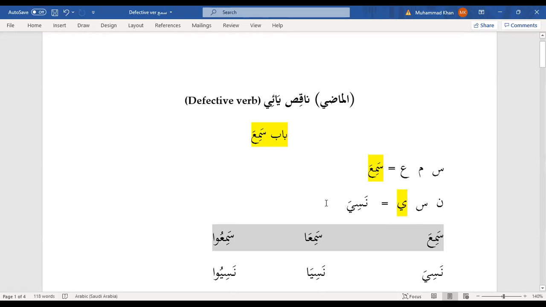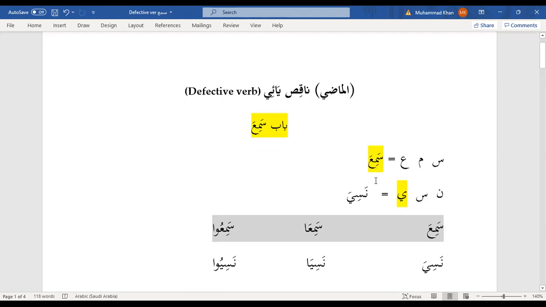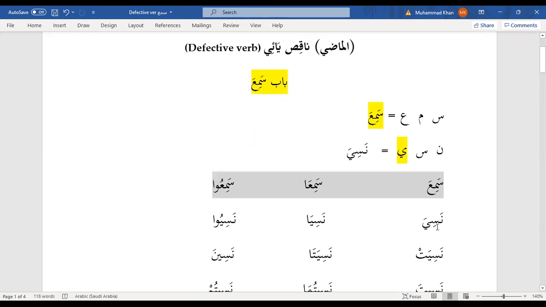They are the same, right? They are the same, as we can see here. There is no need to make any change, because we have discussed a lot of the reasons why we have to make changes, and we don't find any of those reasons over here. So that's why it will be the same. The first one is Samia, and here it is Nasiya. The second one, also no change takes place. And the third one is Nasiyu.